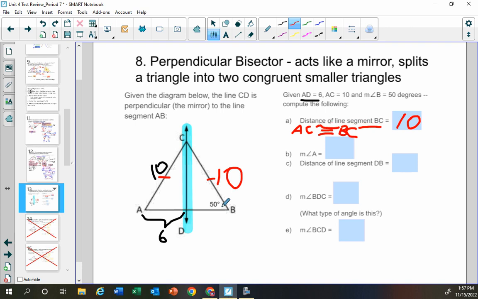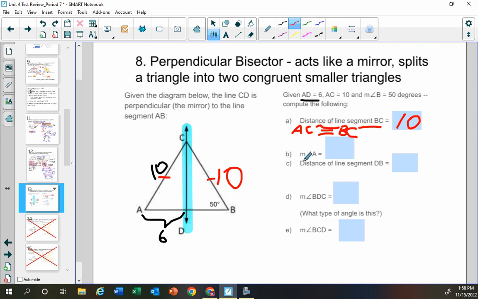Okay, angle B matches up to which angle on the other side of the mirror? No, not D. D's right here. That's not going to match up. Think about a mirror. Okay, so it's going to be 50. B is already 50. Could you add them? All right, let's go one at a time. We need to stop.